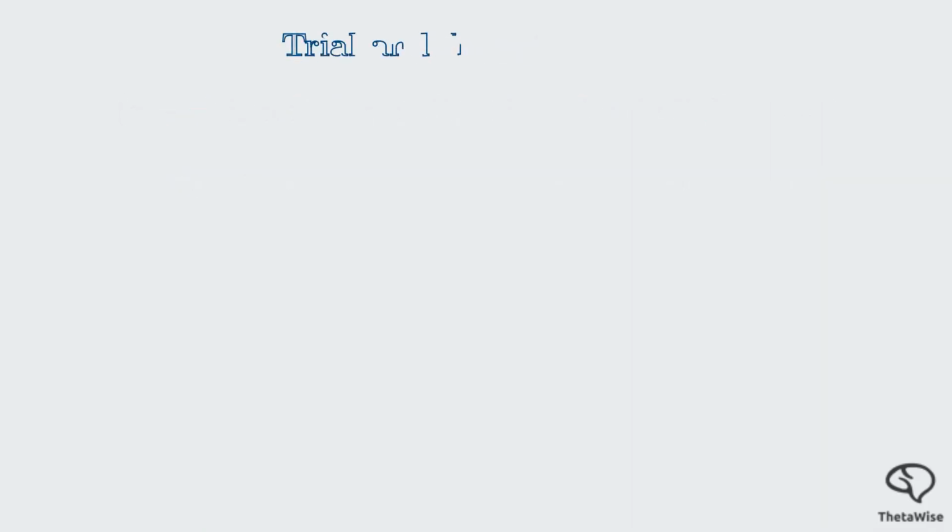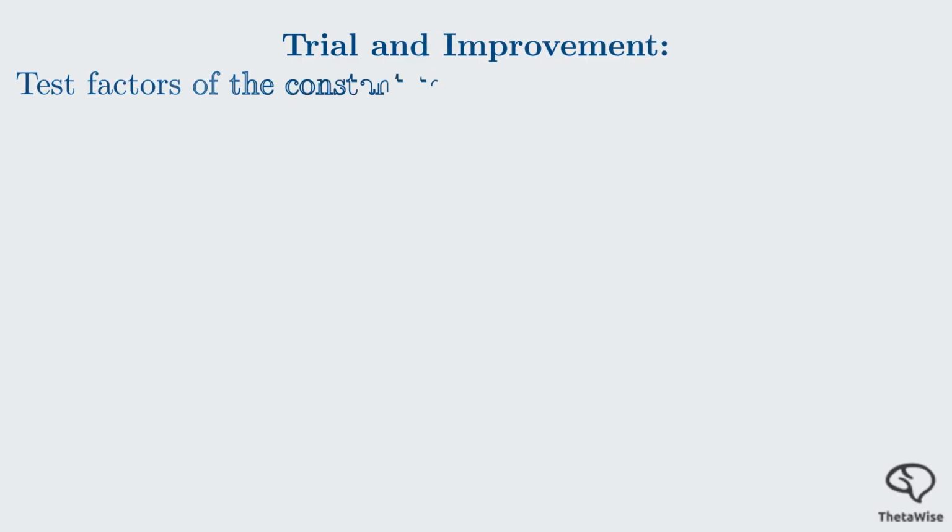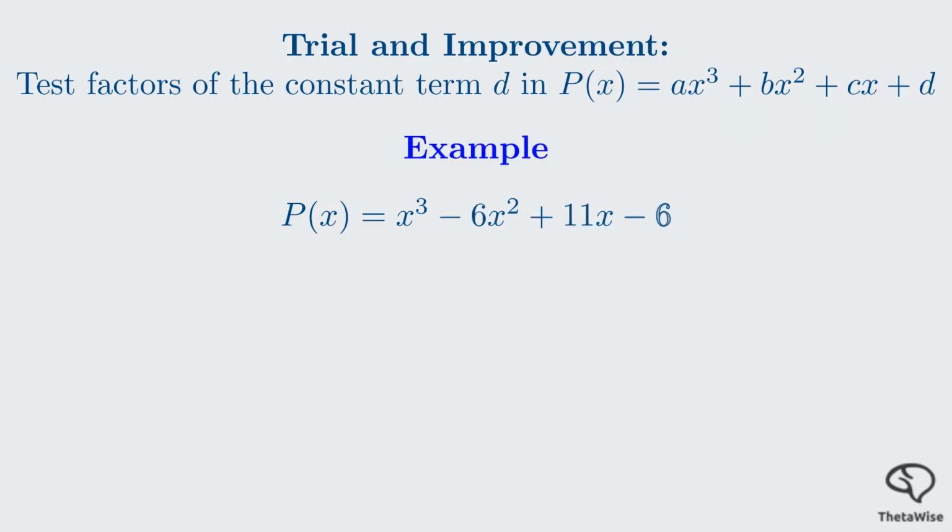For a cubic polynomial, we typically find the first factor by trial and improvement. We test integer values of x that are factors of the constant term d. Let's look at an example. Factorize p of x equals x cubed minus 6x squared plus 11x minus 6. The constant term is negative 6. We test factors like plus or minus 1, 2, or 3.